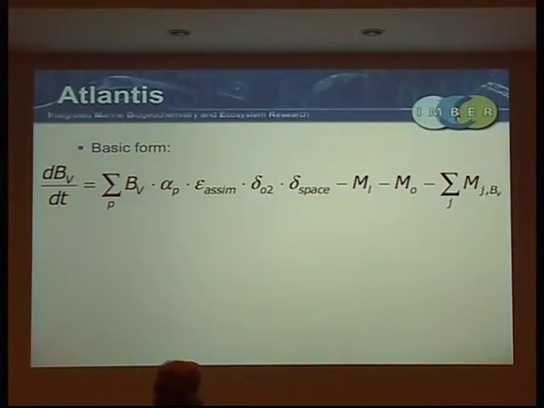Okay, so the basic form of the, I've just lost three quarters of the audience, I know, but please stay with me. So the basic form of this kind of equation is the change in the vertebrates through time is dictated by how much food they find, how well they can actually assimilate it. So you don't all absorb things equally well.